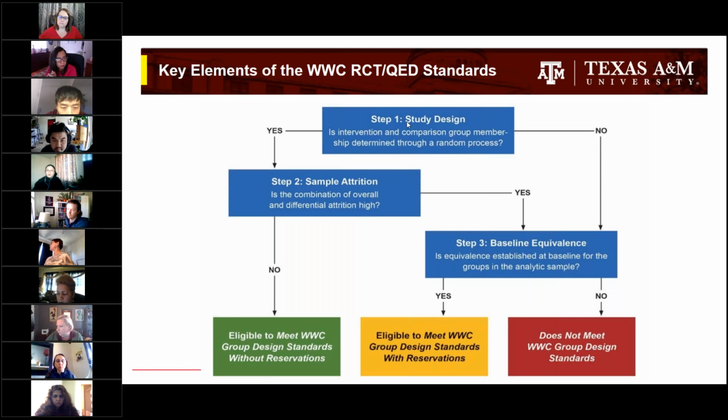And for the studies which do not involve a random process, that is, no, so go down here. Those studies, the QED studies, have to demonstrate baseline equivalence to be eligible for meets standards with reservation. Otherwise, the study would receive the rating of does not meet WWC group design standards.